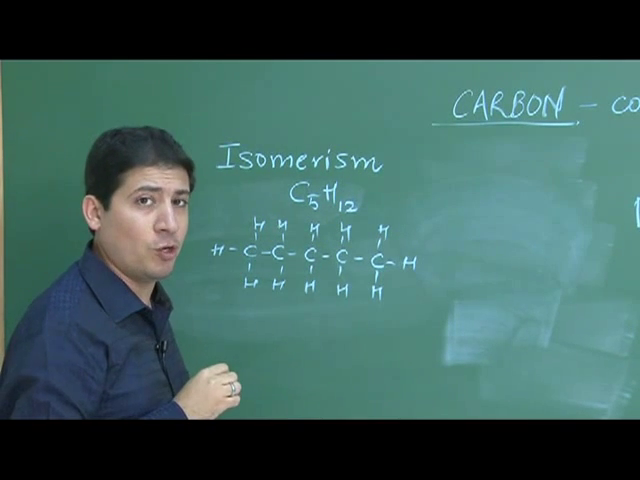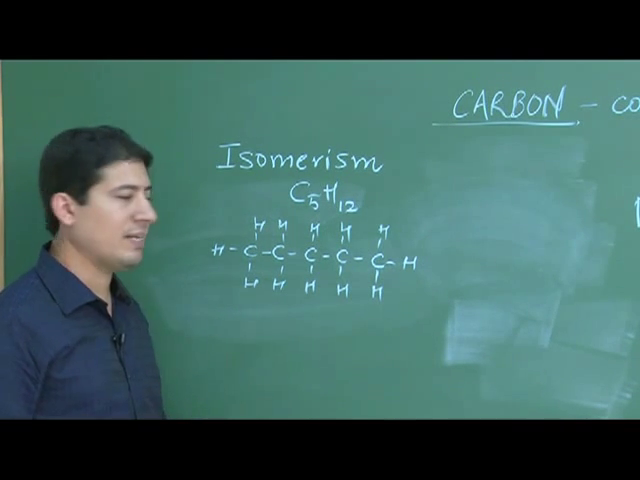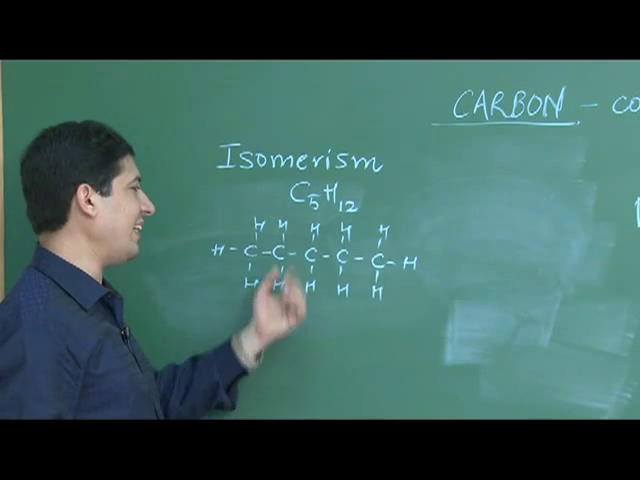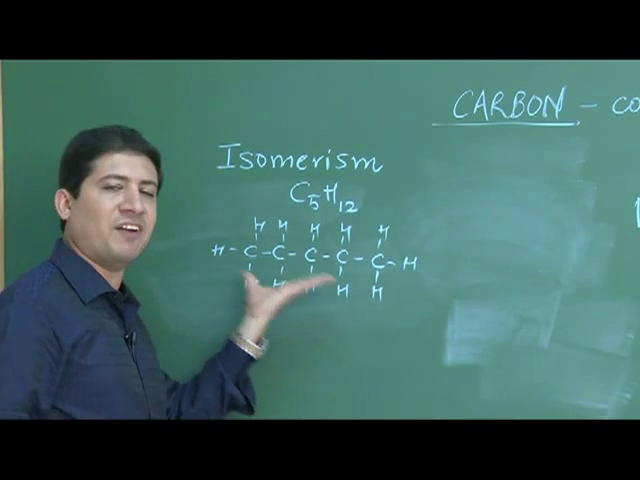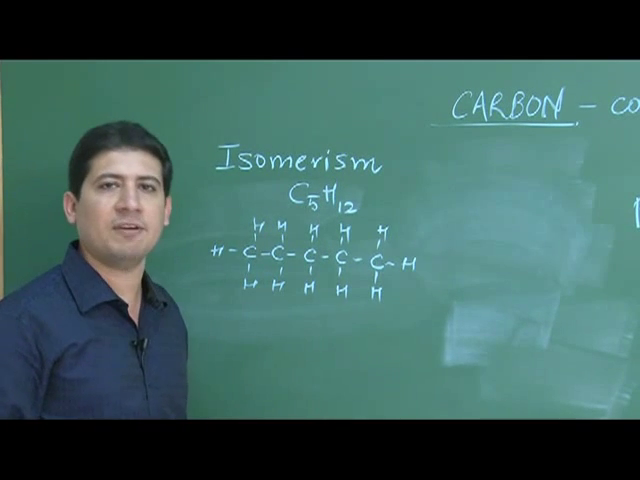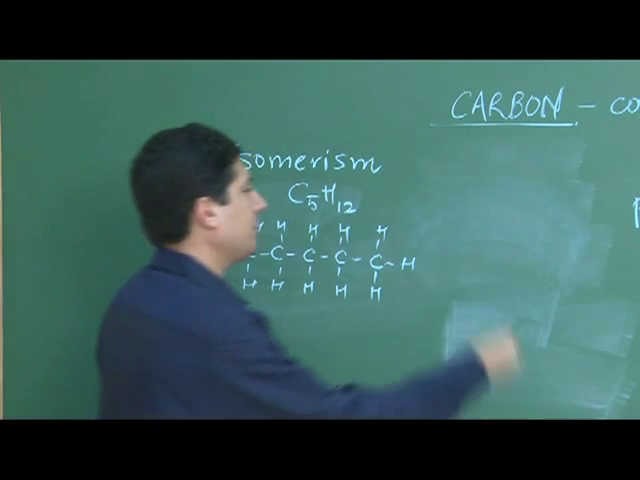By now, I hope you must have drawn the first isomer. That is nothing but a straight chain compound. And in this, once again, I see I have used 5 carbon atoms and they have been surrounded by 12 hydrogen atoms. Now go on with the second one.